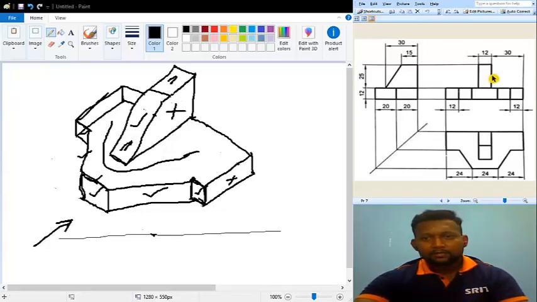Okay, so with this I hope you are very clear that this particular isometric view is correct. As per the three orthographic views which are given here, I hope you understand that this isometric view is exactly correct. Okay.